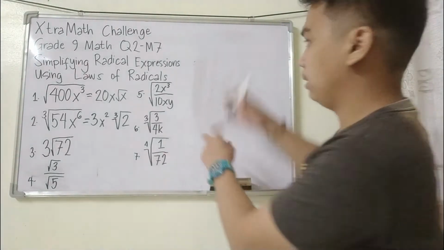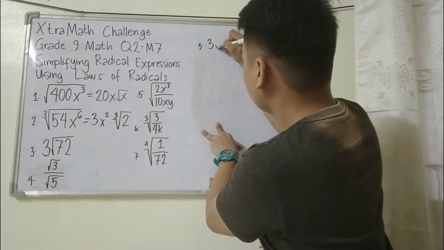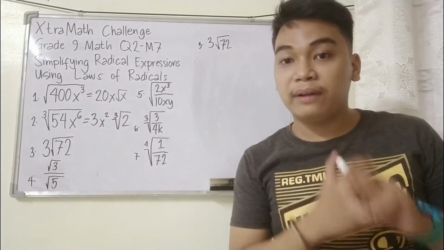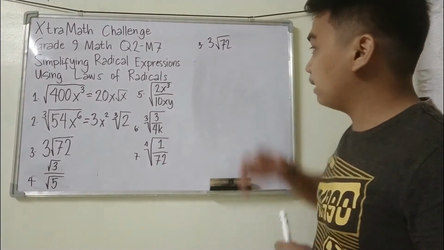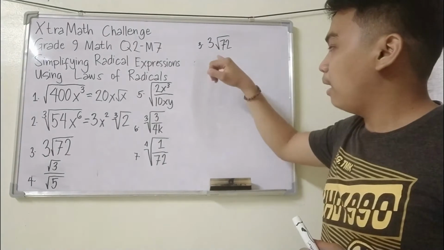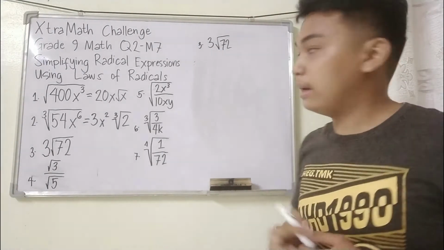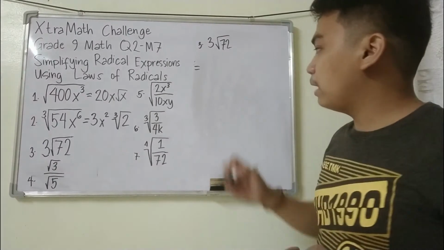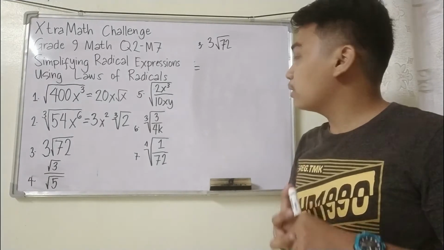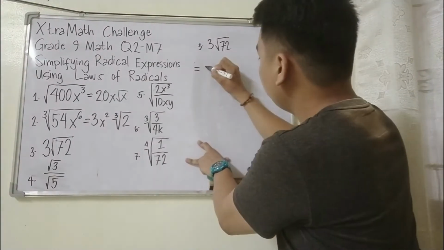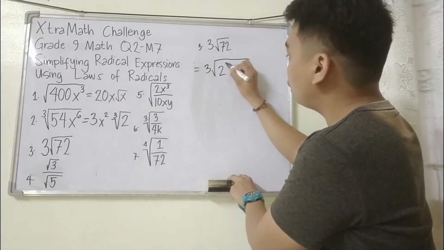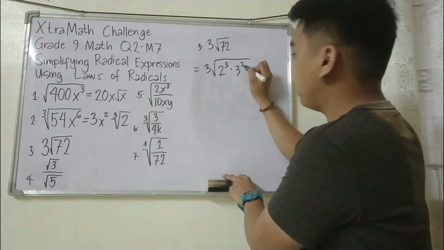Item number 3, which is 3 square root of 72. So as we can see, dito sa number 3, wala tayong makikitang variable. So constant lang lahat. So yung gagawin natin, let's focus on square root of 72 kasi yung 3, coefficient lang yan. So, square root of 72. Again, kailangan muna natin kunin yung prime factorization ng 72. And yung prime factorization ng 72 is equal to 2 cubed times 3 squared.